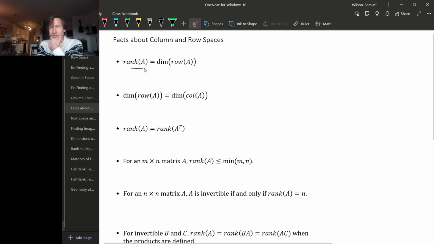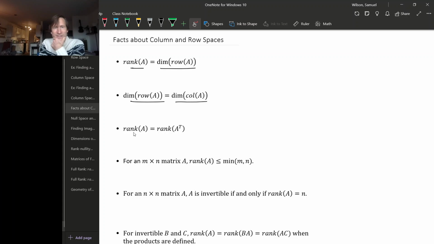So on the one hand, the rank of a matrix is just the dimension of the row space. We noticed that already. And the dimension of a row space is the same as the dimension of the column space. That's what we just said. This also means that the rank of a matrix is equal to the rank of its transpose, which is not at all obvious.